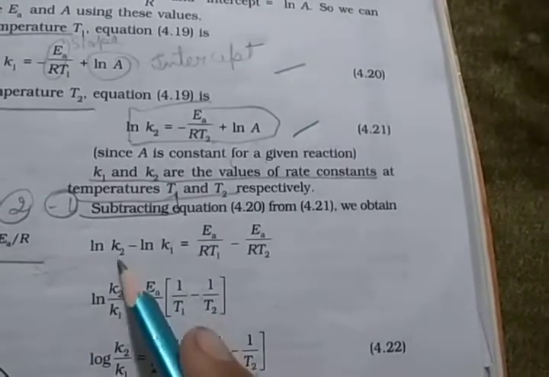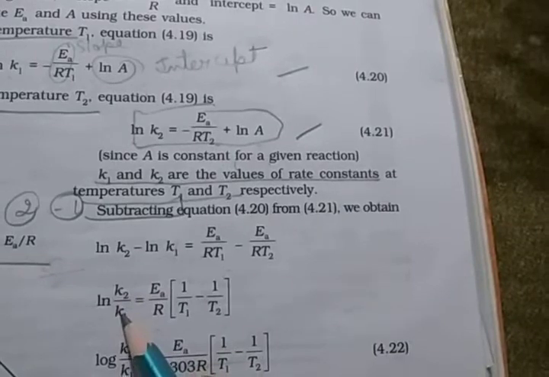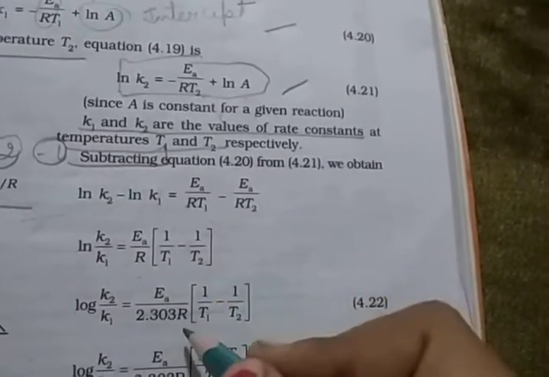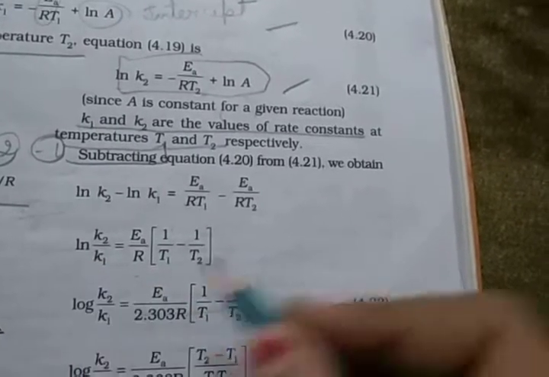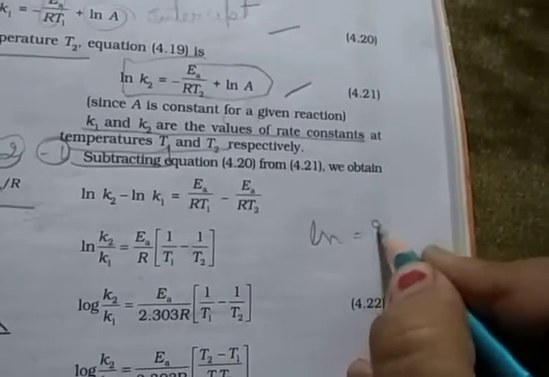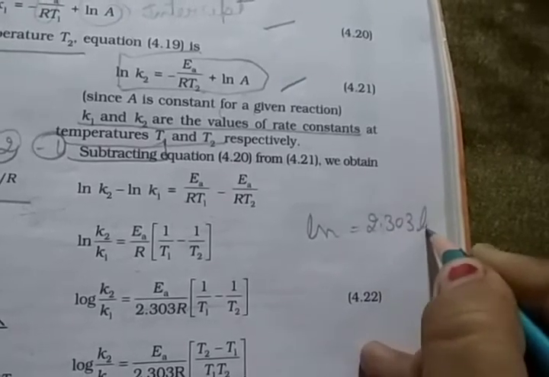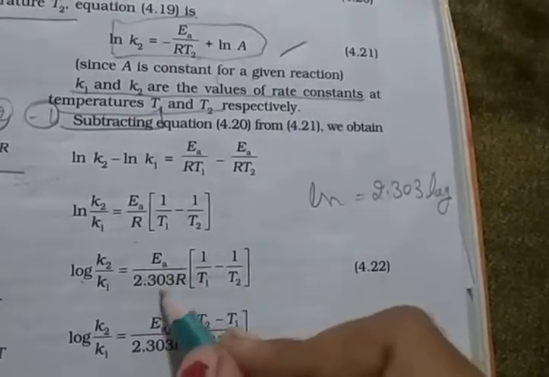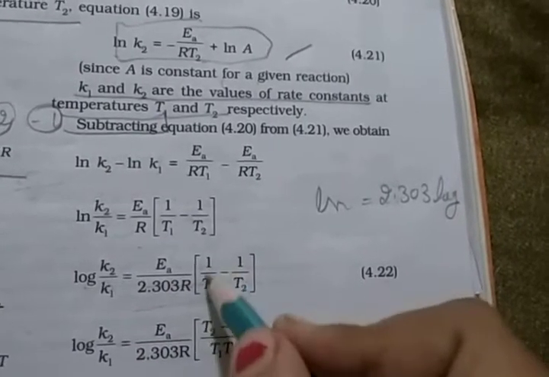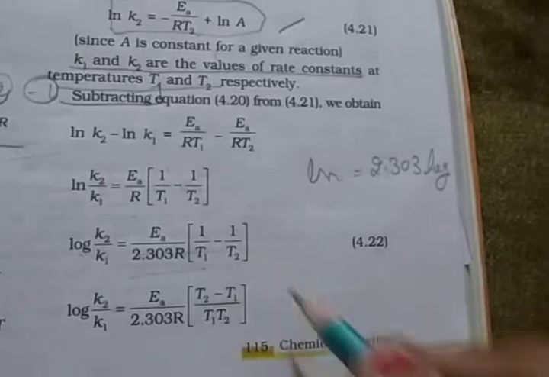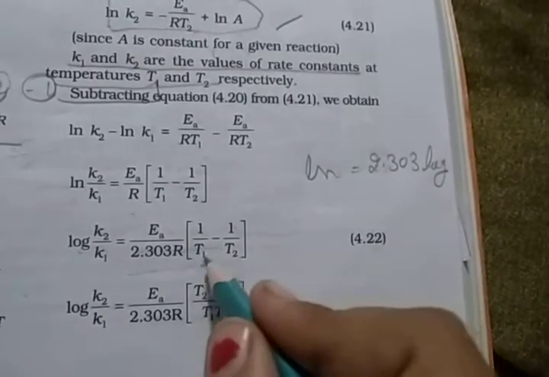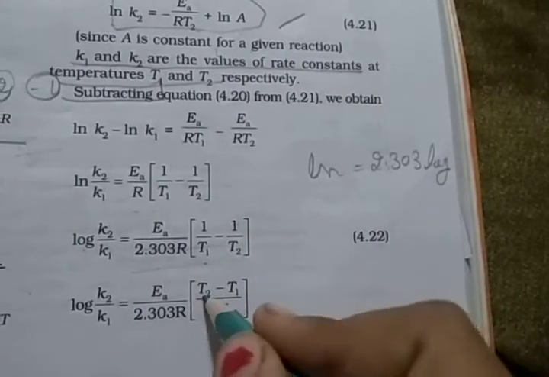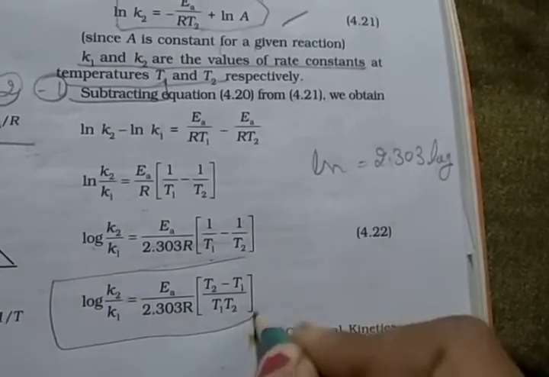So the minus power goes to the divide form, ln k2 divided by k1. Then here we convert ln into log, so ln is equal to 2.303 log. So log k2 upon k1 is equal to Ea upon 2.303 R, times (1 upon T1 minus 1 upon T2). Taking the LCM, we get T2 minus T1 divided by T1 T2. This is the formula for the Arrhenius equation.